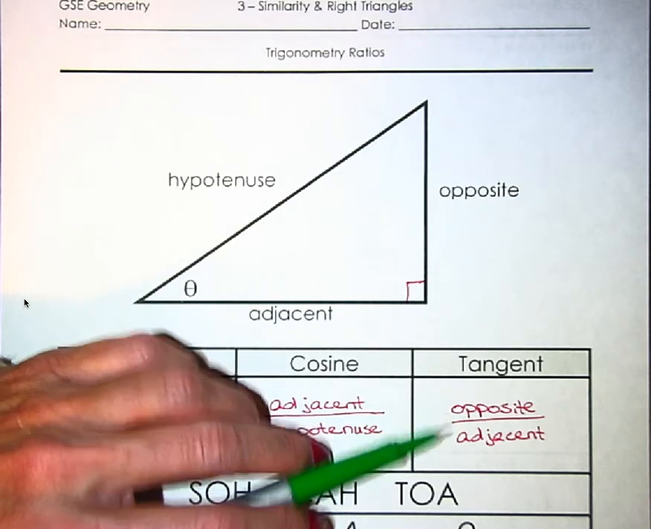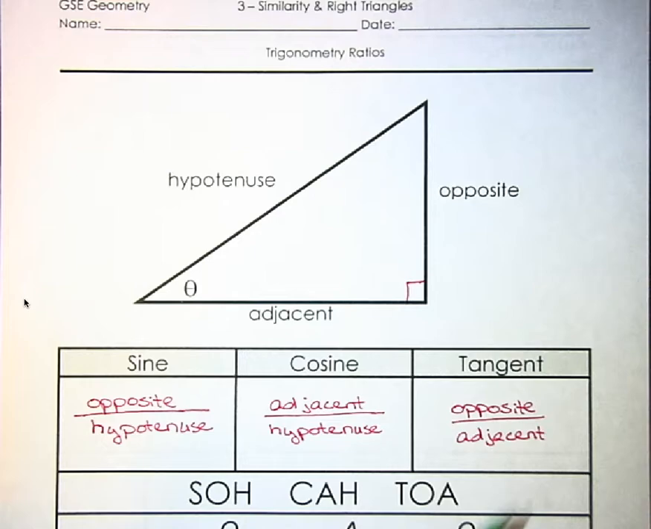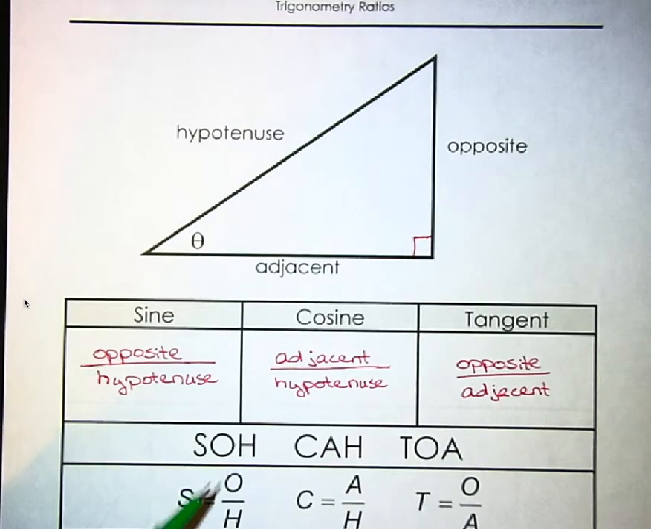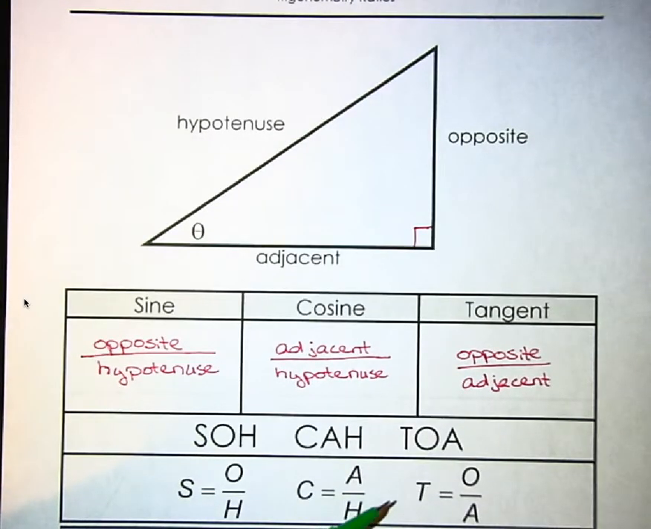our opposite over adjacent. I always like to say tangent's a little bit different than the other two because it doesn't use the hypotenuse. You might have heard this term down here. It's just a memorization term so you can remember those three ratios. SOHCAHTOA. So for sine, SO: sine equals opposite over hypotenuse. CAH for cosine equals adjacent over hypotenuse. And TOA for tangent equals opposite over adjacent.